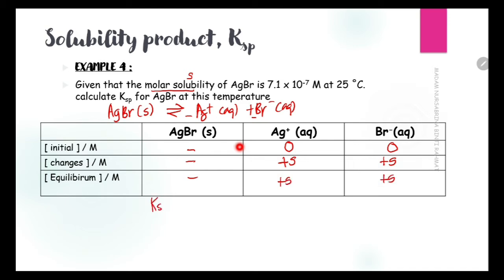So write down the KSP expression again, which is [Ag+][Br-]. Substitute the concentrations in terms of S.